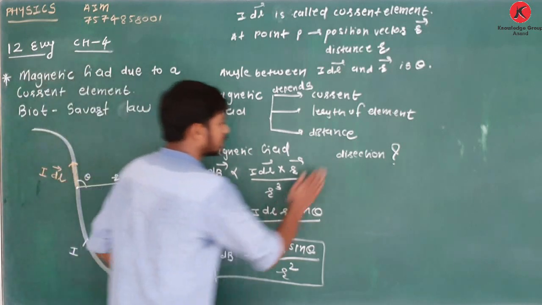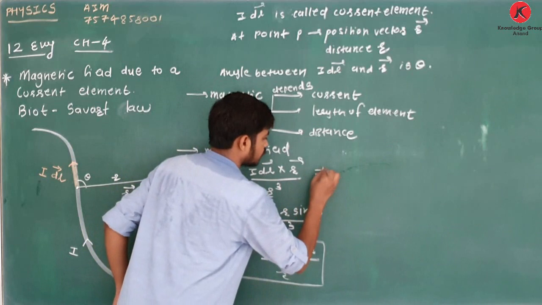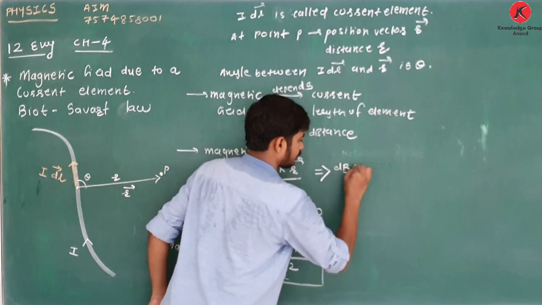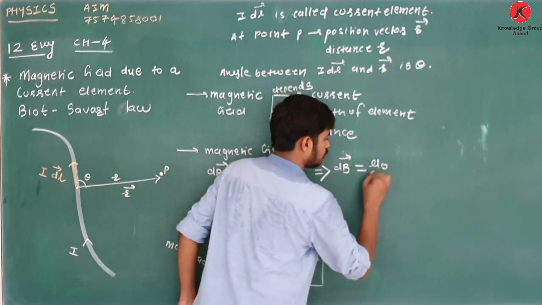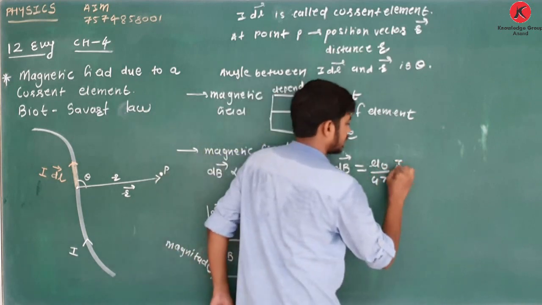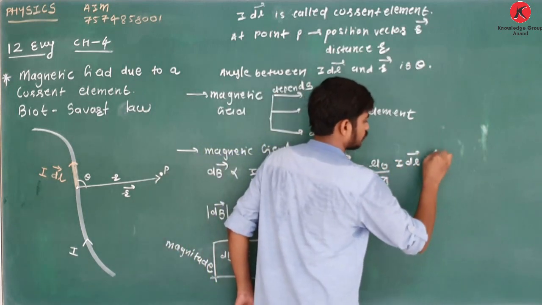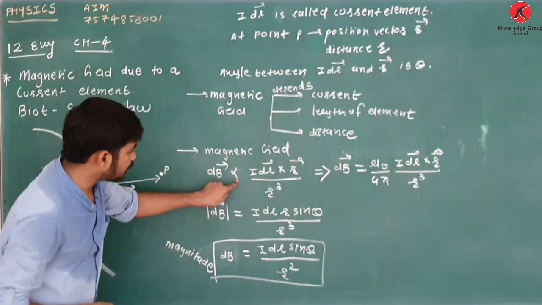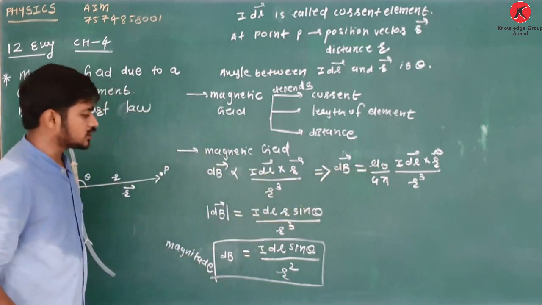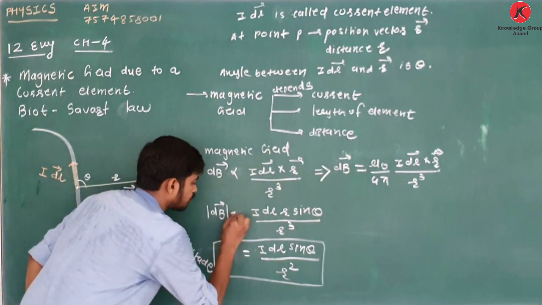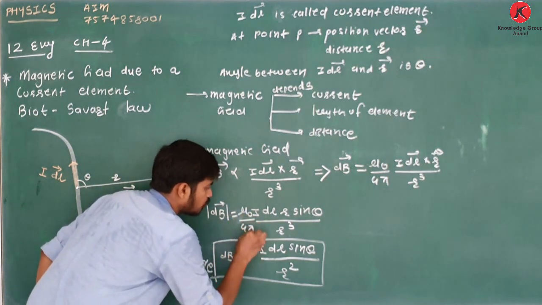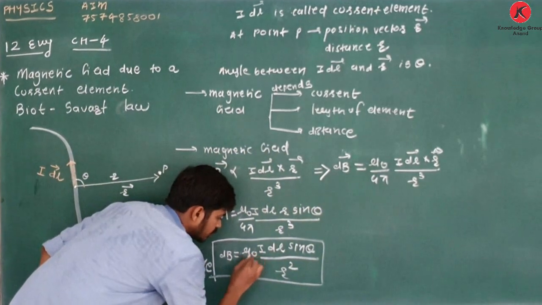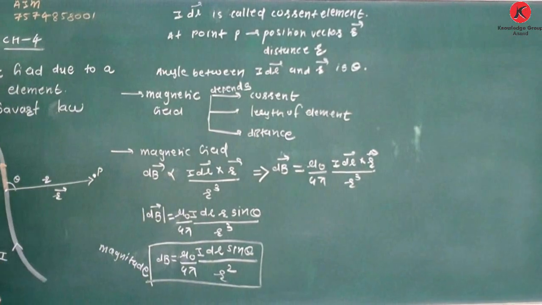Which constant? See how to write. If I want to convert this proportionality, I can write like this. dB is equal to mu 0 upon 4 pi I dl cross r upon r cube. If proportionality we remove, then we have to put one constant. So mode of dB is equal to mu 0 upon 4 pi I dl r sin theta upon r cube. dB is equal to mu 0 upon 4 pi I dl sin theta upon r square.